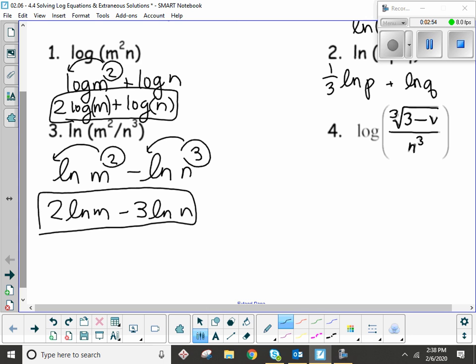Questions so far? I really like number 4. Log of blah, blah, blah. Do you want to start by rewriting the radical or separating it into 2 logs? What do you want to do first? I'll do whatever I hear first. That's what I'm going to do.